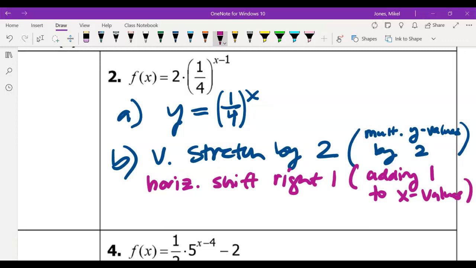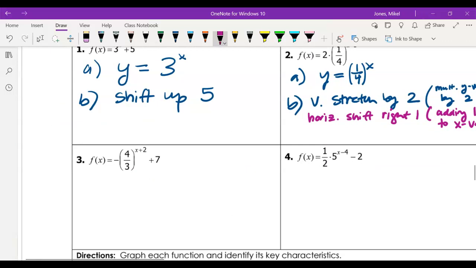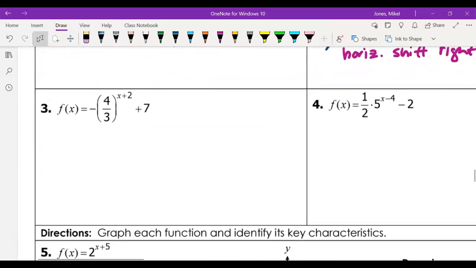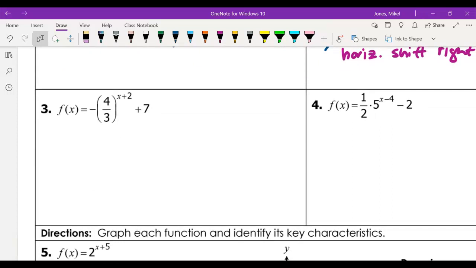The horizontal shift wouldn't change an asymptote though, right? If you take a horizontal line and you move it, it's still the same horizontal line. So it's not going to change everything. All right, so let me go ahead and have you do a quick practice on 3 and 4, and just identify what those changes are going to be.